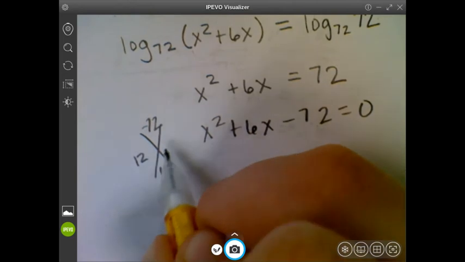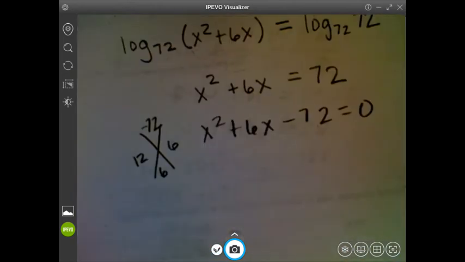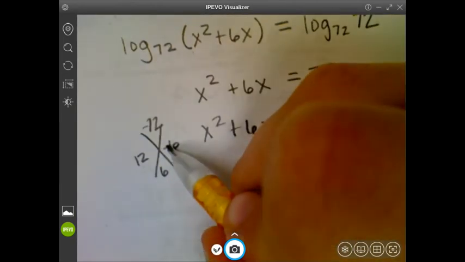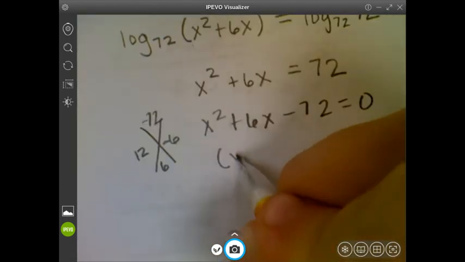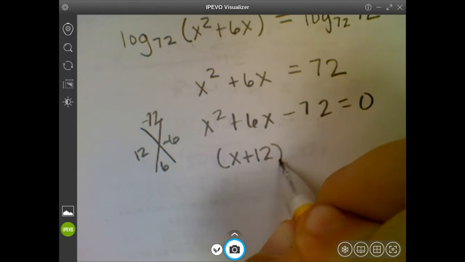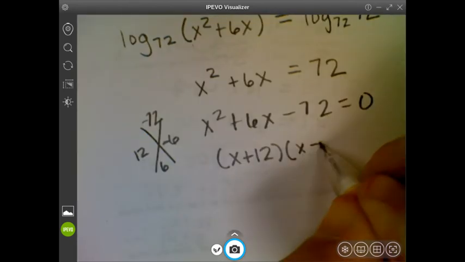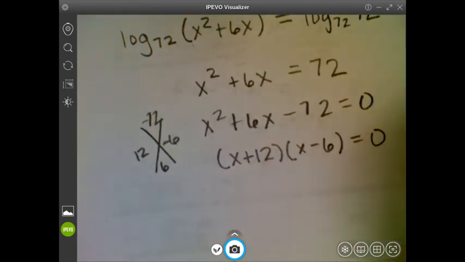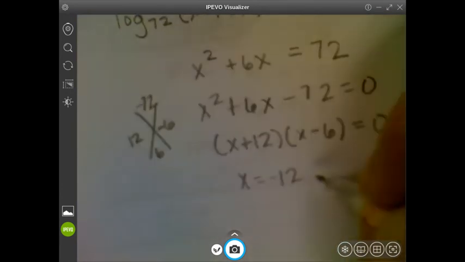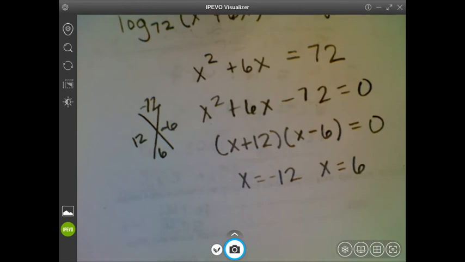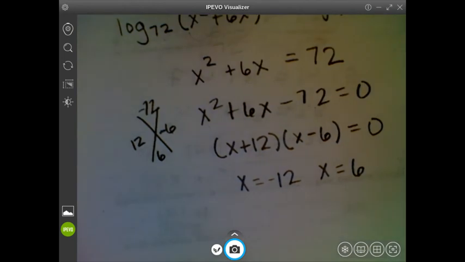And the numbers are actually 12 and 6. 12 times 6 is 72. And then to get positive 6, the negative goes with the 6 there. So the factors are x plus 12 and x minus 6 equal to 0. And so your solutions are x equals negative 12 and x equals 6.